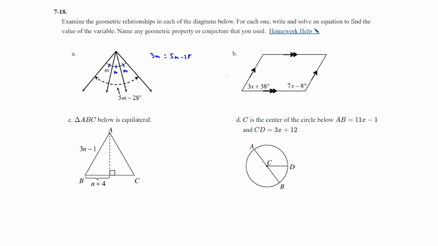We can solve that by subtracting 3m. So it would be 2m, add 28 to this side. So divide by 2. M is equal to 14 degrees.